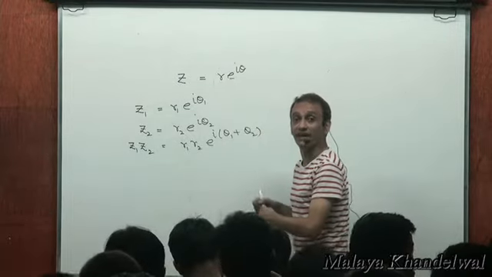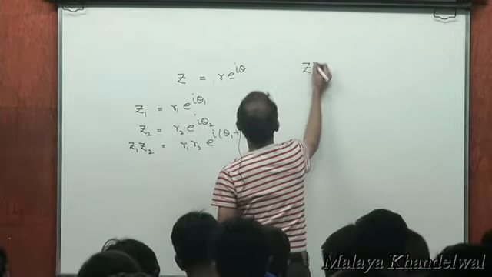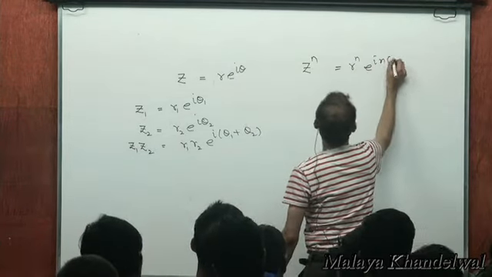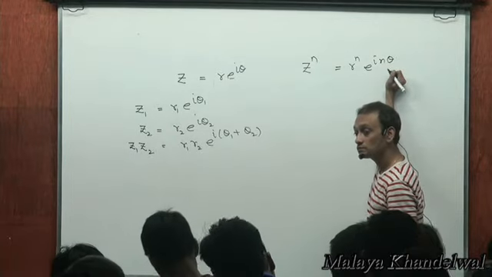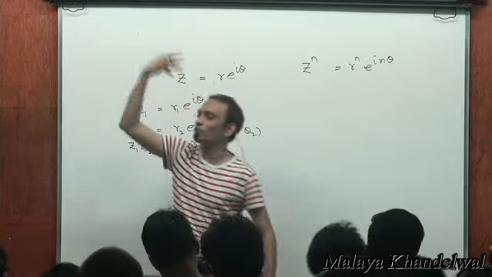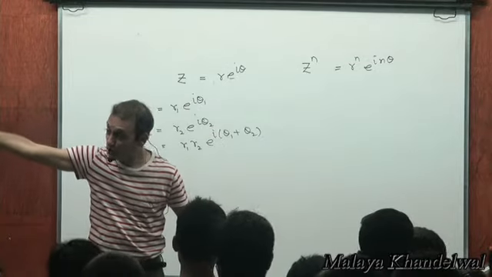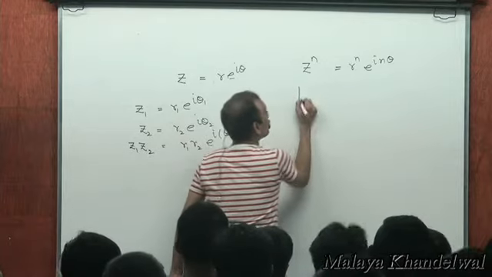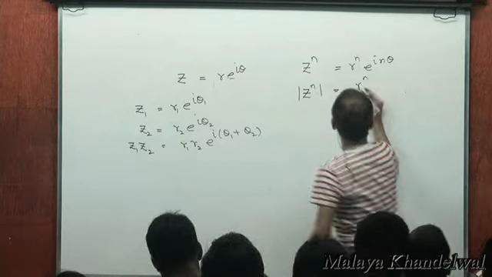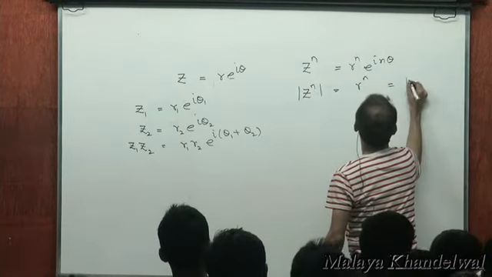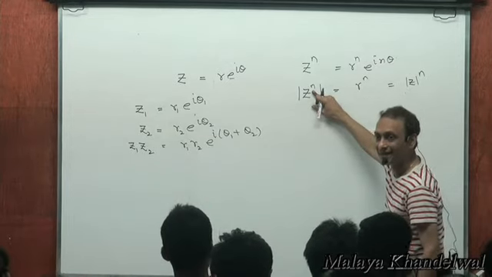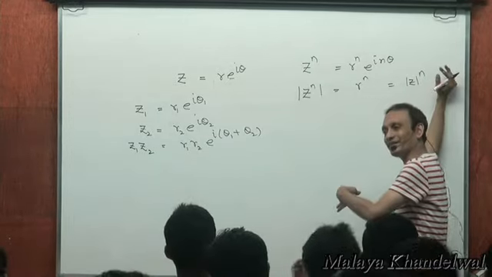Now, if z is r e power i theta, then z to power n is going to be r to power n e power i n theta. Yes or no? If z is a complex number, z to power n will also be a complex number. What is the modulus of z power n? R to power n. But what is r? Mod z. So this is mod z whole to power n. That means mod of z to power n is mod z whole to power n.